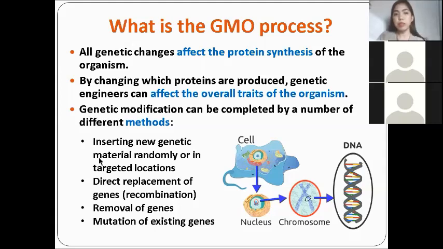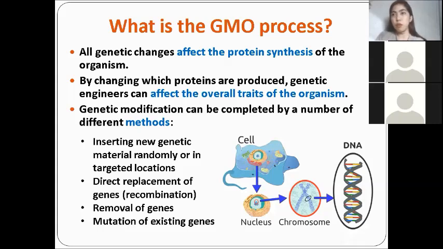So inserting new genetic material randomly or in a targeted location, that is a genetically modified organism. Direct replacement of genes, recombination, removal of genes, and mutation of existing genes. So, for example, this living organism, the mouse, has black color. Its fur is black. What the researcher wants is for it to become white, from black to white.